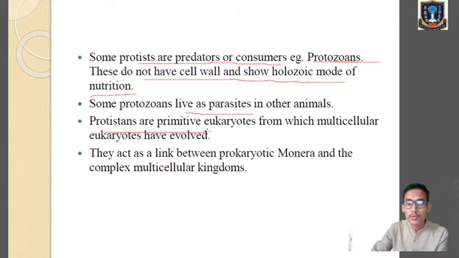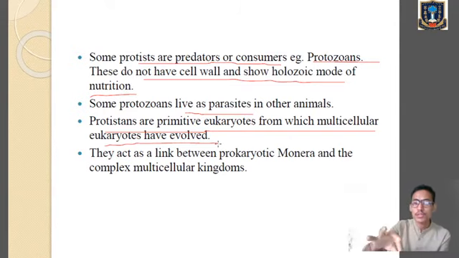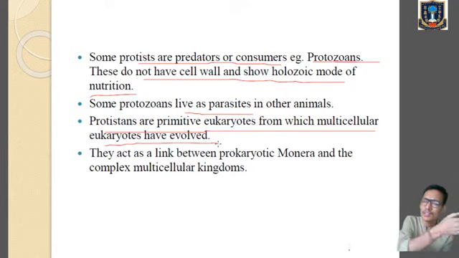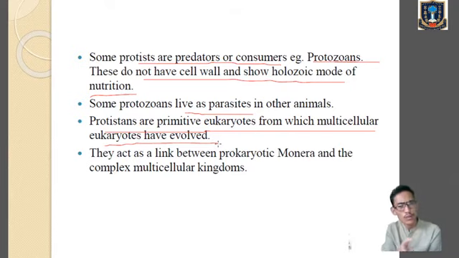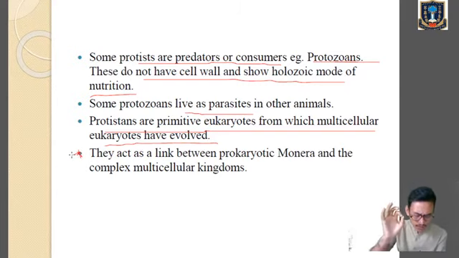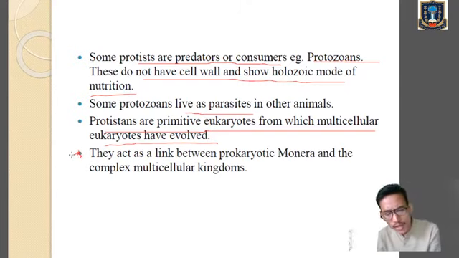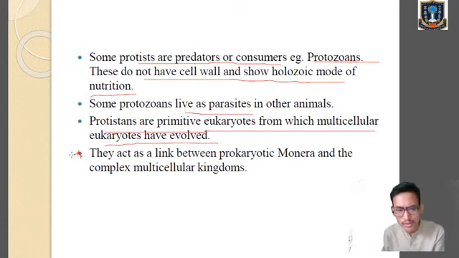Protistans are the primitive eukaryotes from which multicellular eukaryotes have evolved. Since protistans are unicellular eukaryotes, they are the primitive ones. Primitive means they evolved at the earliest time, and from these primitive eukaryotes, the present multicellular eukaryotes came into existence. And this is the most important one, okay? Because kingdom Protista acts as the connecting link between kingdom Monera and the complex multicellular kingdoms.